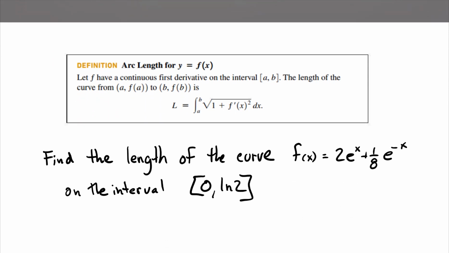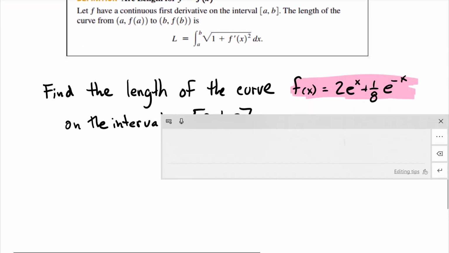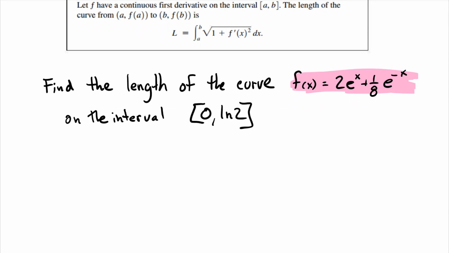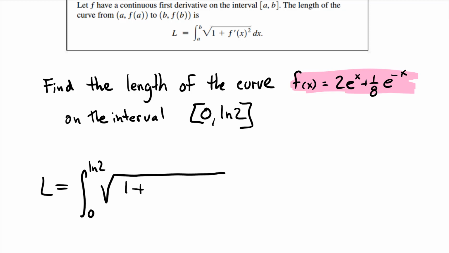So we're going to find the length of the curve, f of x, which is equal to 2e to the x plus 1/8 e to the negative x on the interval from 0 to the natural log of 2. And this may seem disgusting over here, but there's a reason why it's set up as it is. Let's check it out. So first, let's just set up our game. So we're going from 0 to the natural log of 2, and it's the square root of 1 plus our derivative squared. So let's go find its derivative.